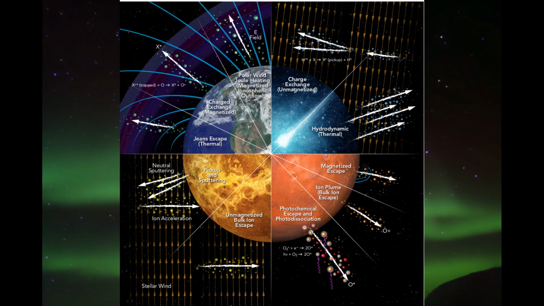And finally, top left, we have the Earth, which is losing some of its hydrogen through Jeans escape or through charge exchange magnetized, and finally losing some of its oxygen and other species through the polar wind near the poles.